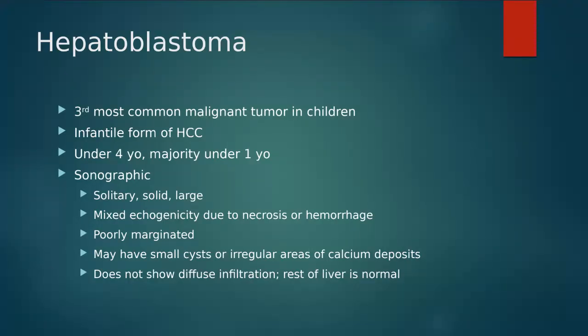Next, we have a hepatoblastoma. So this is a pediatric thing that we need to be aware of. This is the third most common malignant tumor in children. And it's actually the infantile version of hepatocellular carcinoma. The majority of kids that are going to get a hepatoblastoma are going to be under 4, and the majority of them are under 1.